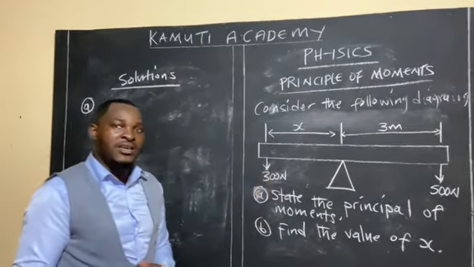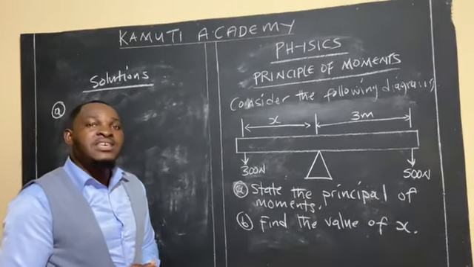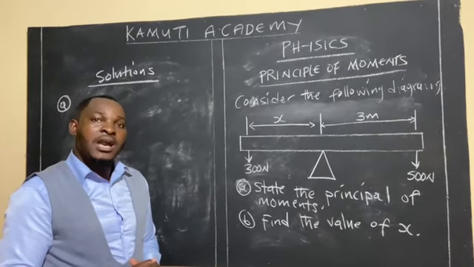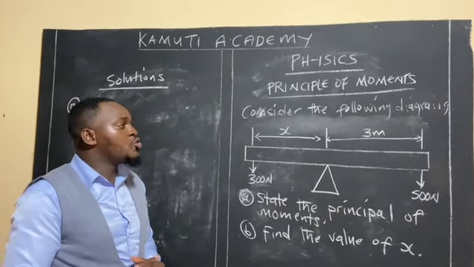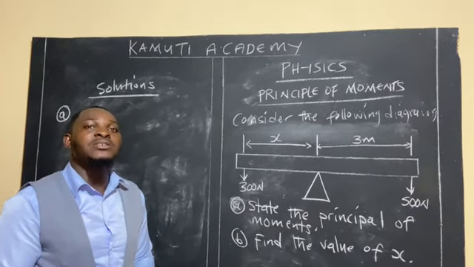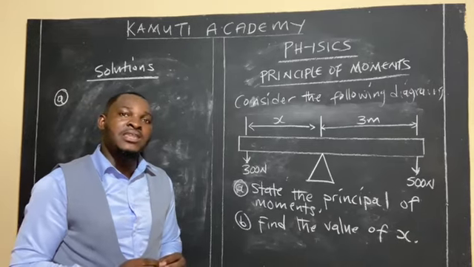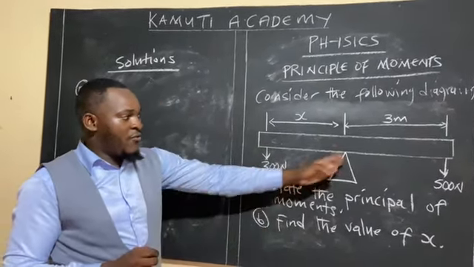When a body is in equilibrium, the sum of the clockwise moments about a pivot is equal to the sum of the anti-clockwise moments about the same pivot. Right? So the pivot in this case, it's also the turning point. So this is our pivot here.